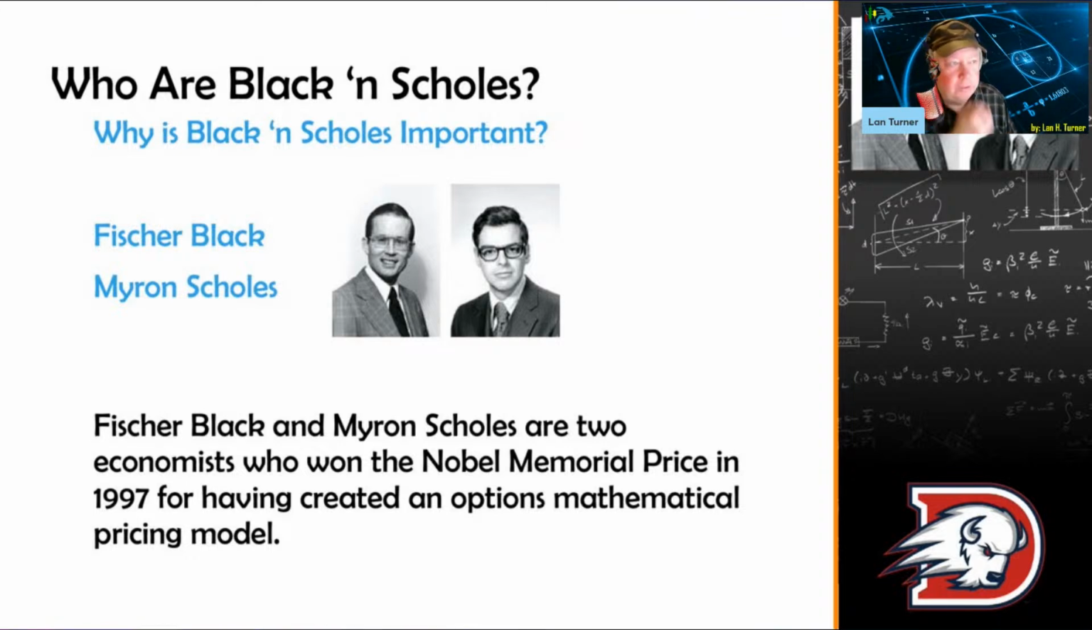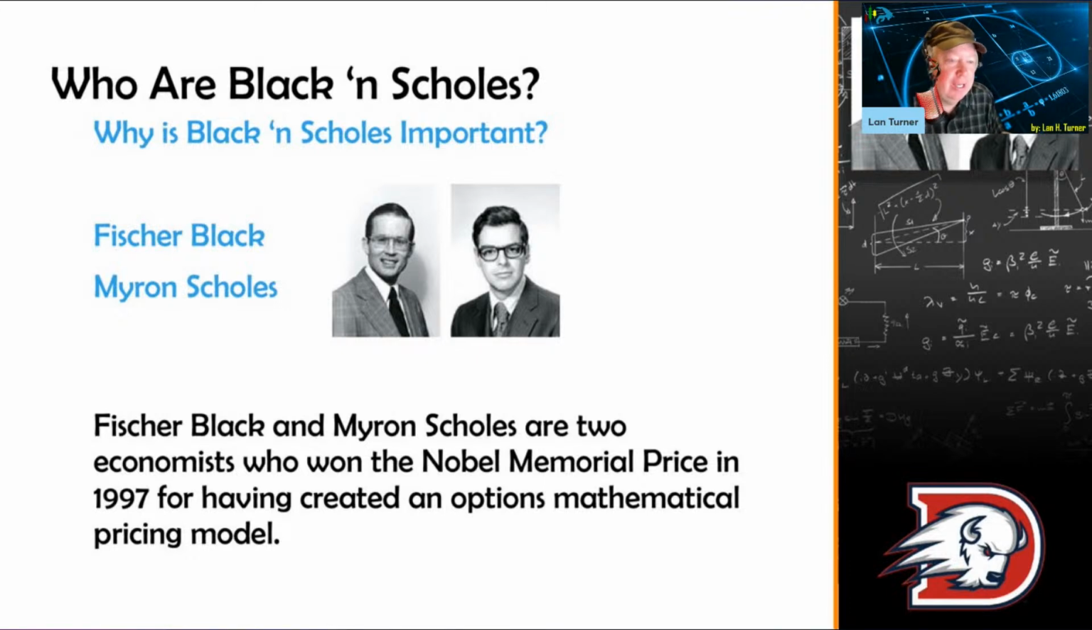So this is called the Black and Scholes model. Who are Black and Scholes? Black and Scholes are two mathematicians. Fisher Black and Myron Scholes are two economists who won the Nobel Memorial Prize in 1997 for having created an options mathematical pricing model. That's why we call it the Black and Scholes model, because it's just the guys' names.